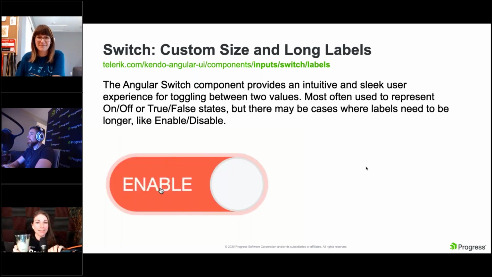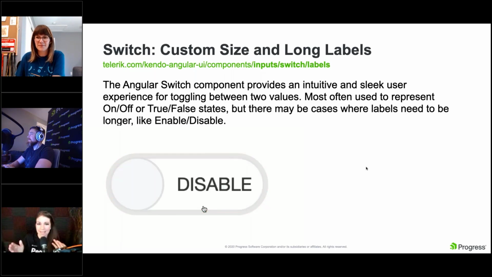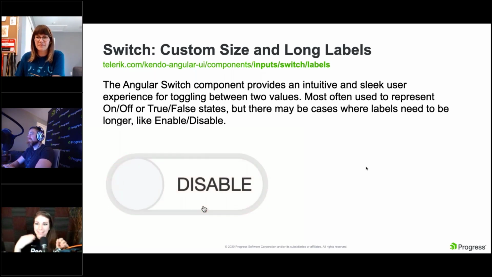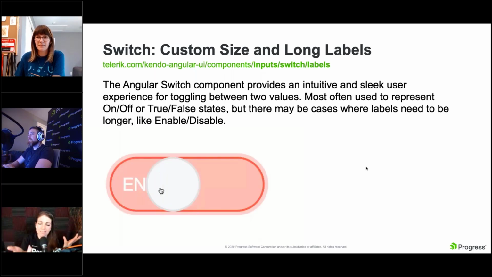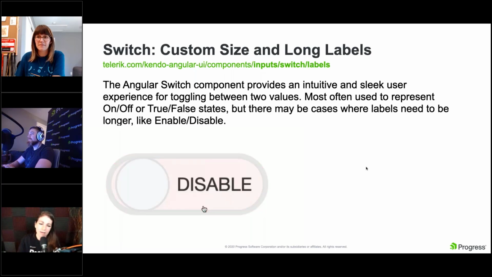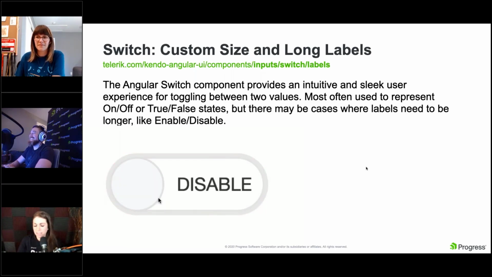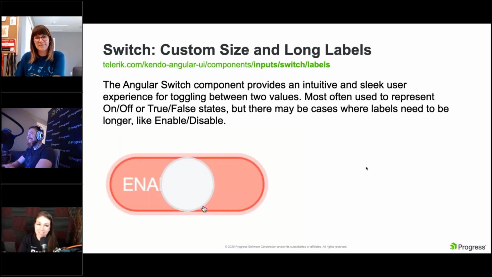Anyways, sorry about that. So the switch now supports custom size and long labels, which was one of those things that made my eye twitch, because I kept trying to do this even though it wasn't supported. And then Carl would be like, why do you quit breaking things? And I'd be like, right, stop breaking things, Alyssa. So I'm so excited about this one. This is probably my number 2 favorite feature.